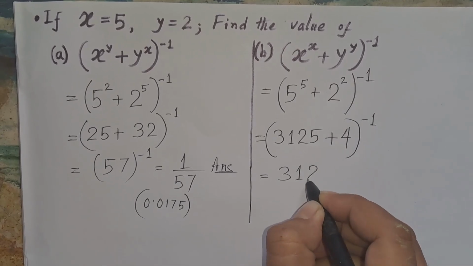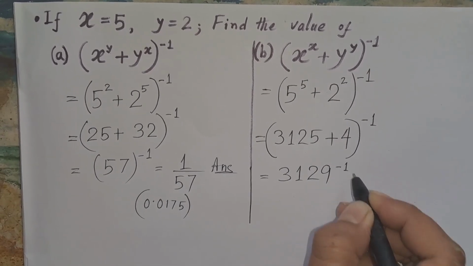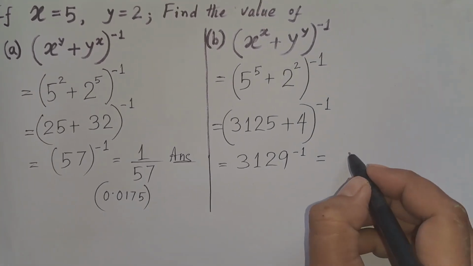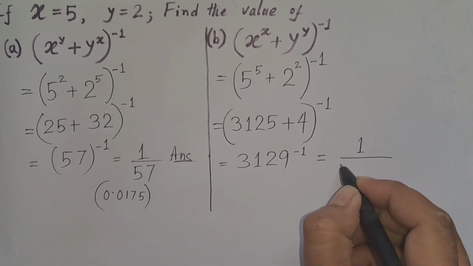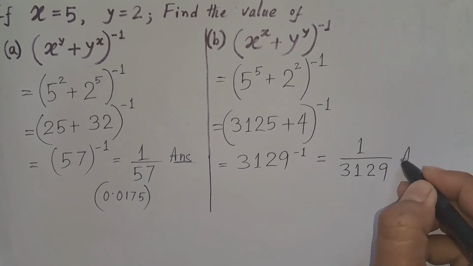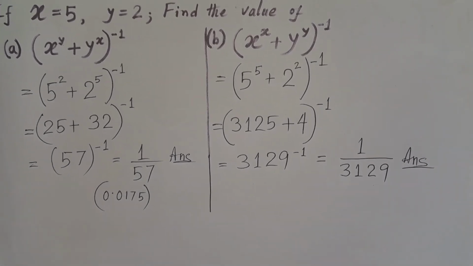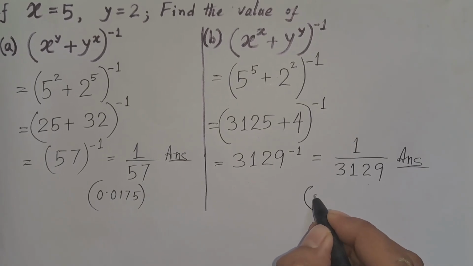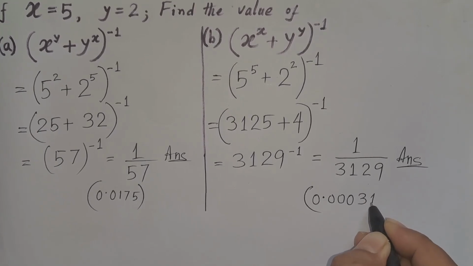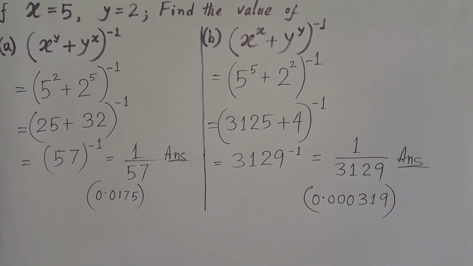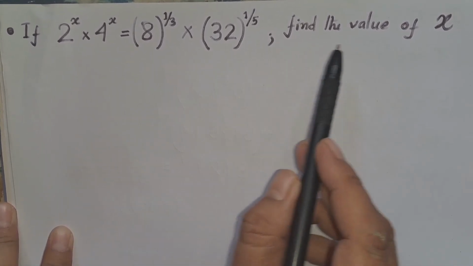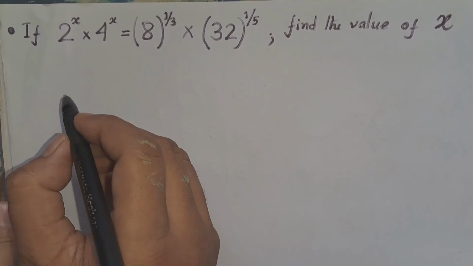So 3125 plus 4, that means 3129. 25 plus 4, 29, and the power is minus 1. So as the power is minus 1, we could write it like 1 by 3129. This is the answer as a fraction. You may convert it also in a decimal number, and the decimal number I have got using my calculator is 0.000319.